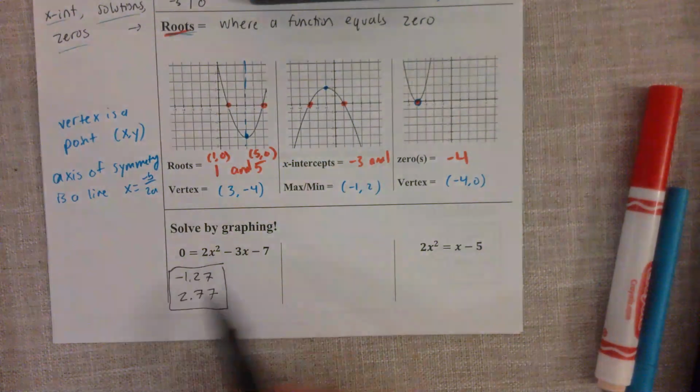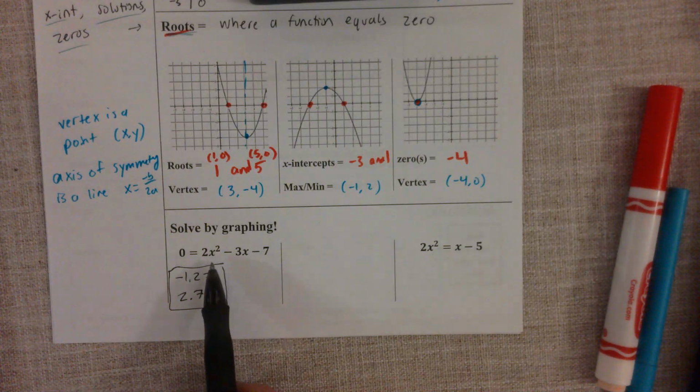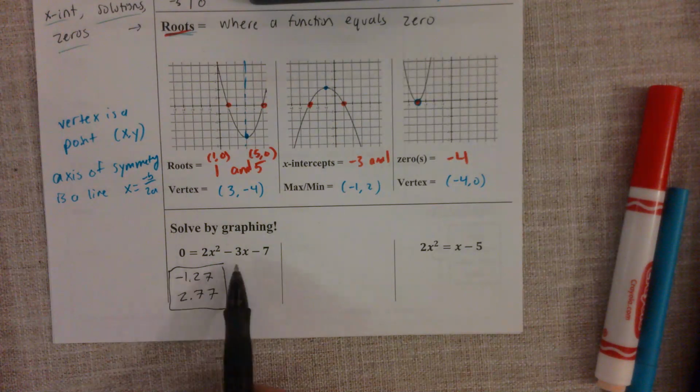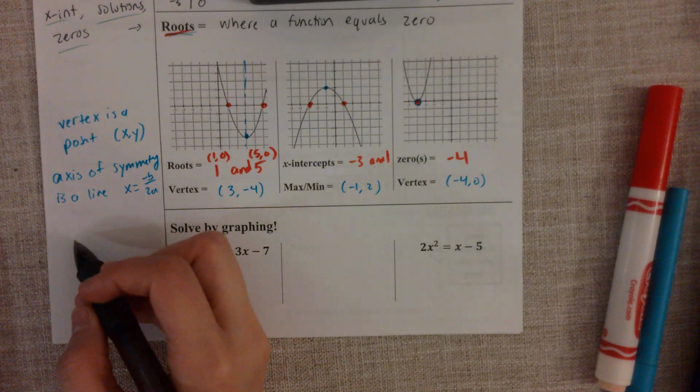So before learning how to solve quadratics by graphing, it would be really, really hard to find this answer, right? If I was like, tell me, 2x squared minus 3x minus 7 equals 0. What does x equal? You'd be like, I don't know, Ms. Lutz. But now you can do it with your graphing calculator. Okay, so I'm going to write down the steps here.